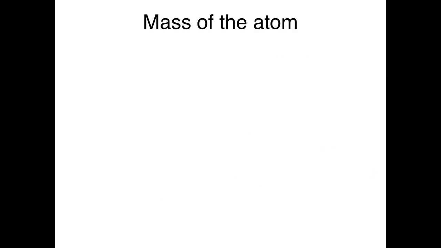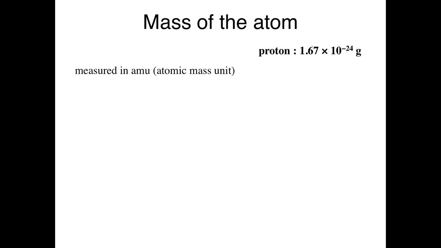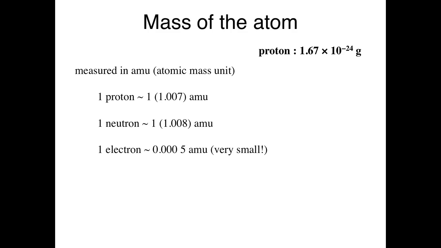So let's talk about the mass of the atom, which is, remember, a very, very small particle. So the unit must be very small too. So for example, a proton weighs 1.67 times 10 to the negative 24 grams. That's a very, very small amount. It's not very useful for us. So instead we use a different unit called the atomic mass unit, AMU. And we have defined it so that one proton is 1.007 AMU, or basically 1 AMU. And it turns out protons and neutrons weigh very similar to each other. And electrons, however, are very, very light. It is 0.0005 AMU.